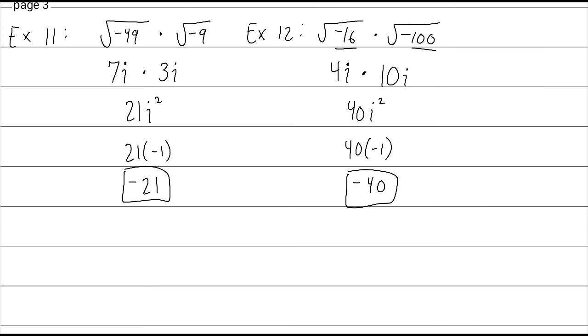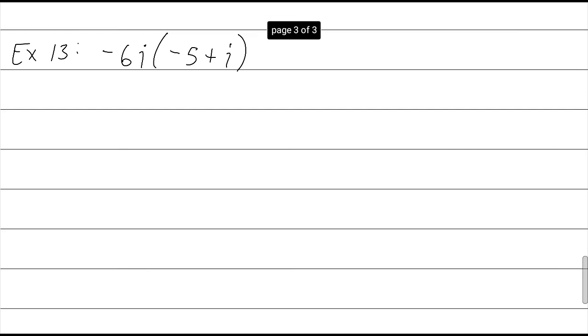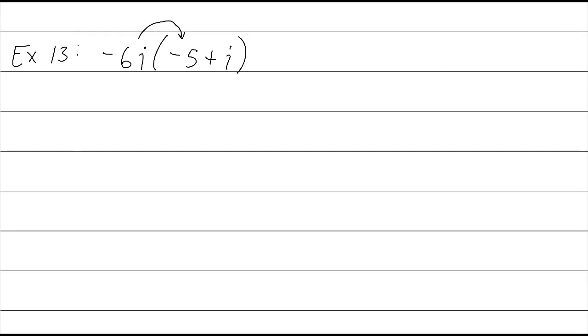All right, let's move on. Negative 6i times negative 5 plus i. This is two complex numbers multiplied together, so I'm going to distribute the negative 6i. Negative 6i times negative 5 is a positive 30i. Think about that as negative 6x times negative 5. You would just multiply it and get 30x. So the rule is exactly the same. Don't let that confuse you.